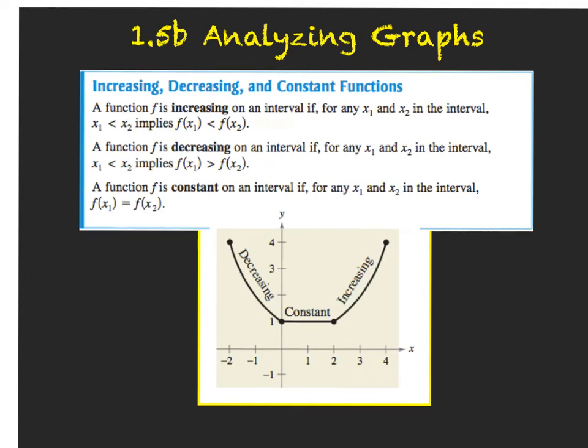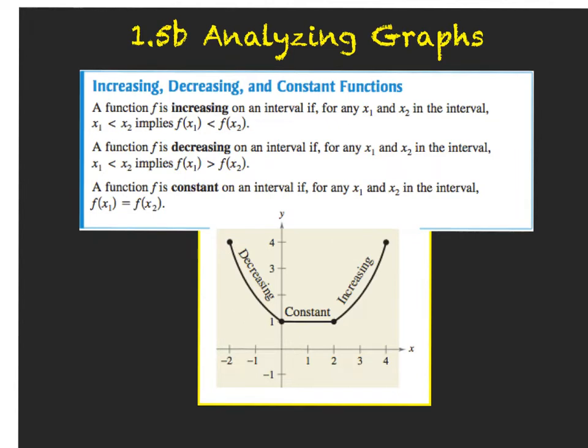1.5b, analyzing graphs. So in America, which way do we read? Left to right. So if the function is going down from left to right, that's called a decreasing function. If it goes straight across, it's called a constant function. And when it goes up from left to right, it's called an increasing function.